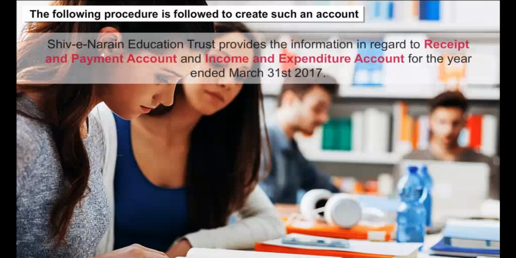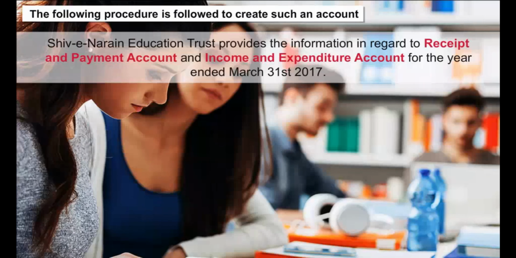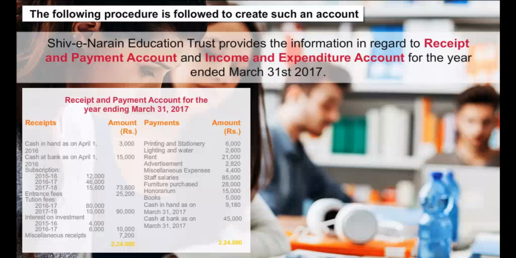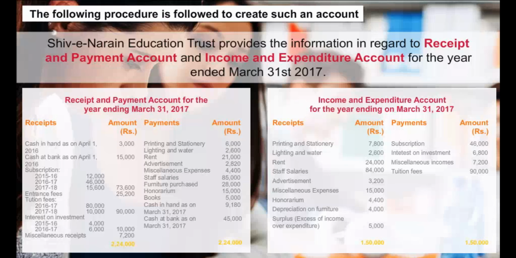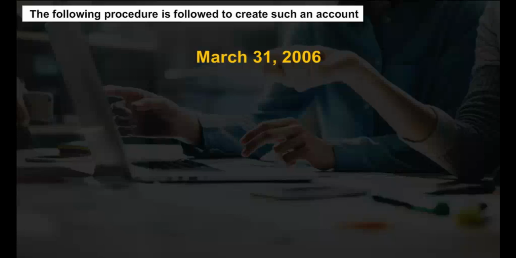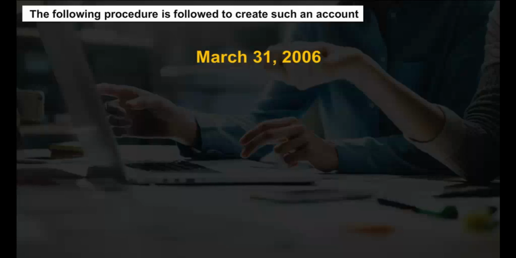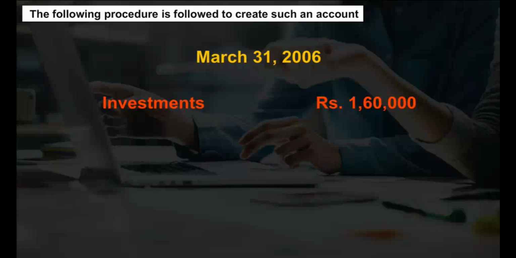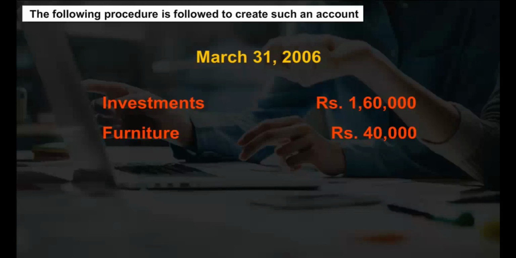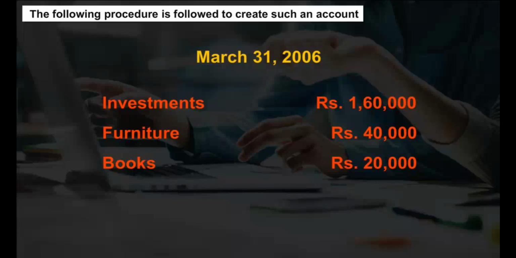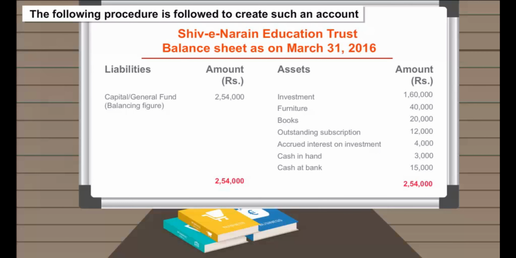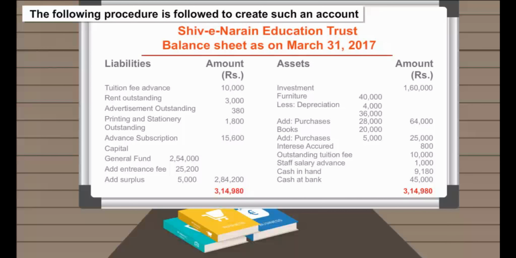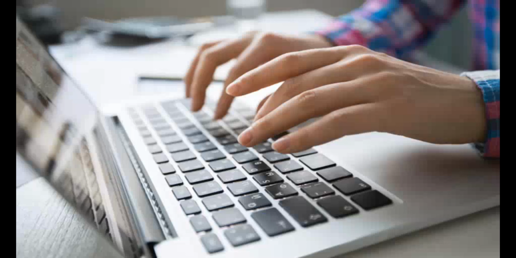For example, Shiv E. Narayan Education Trust provides the information in regard to the receipt and payment account and income and expenditure account for the year ended March 31st, 2017. On March 31st, 2016, the following balances appeared. Investments rupees 1,60,000, furniture rupees 40,000, and books rupees 20,000. Prepare the opening and closing balance sheet. Balance sheet as on 31st March 2016. Balance sheet as on 31st March 2017.